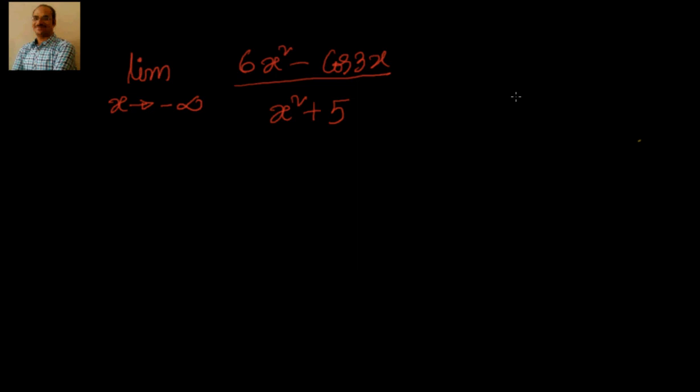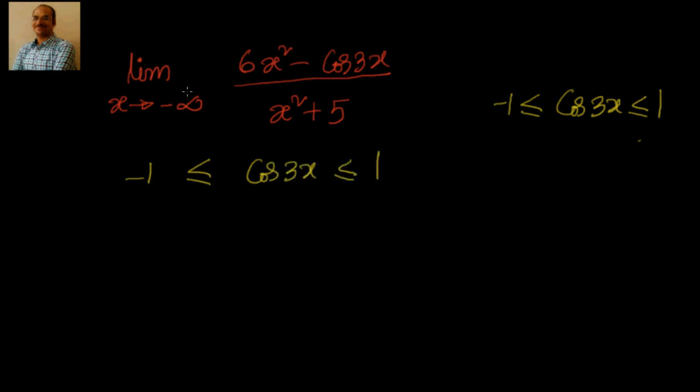Whenever we see trigonometric functions, immediately we will say minus 1 less than or equal to cos 3x less than or equal to 1. So I will write it down here again. Minus 1 less than or equal to cos 3x less than or equal to 1. So if you add 6x square on both sides, it becomes 6x square minus 1 less than or equal to 6x square minus cos 3x.